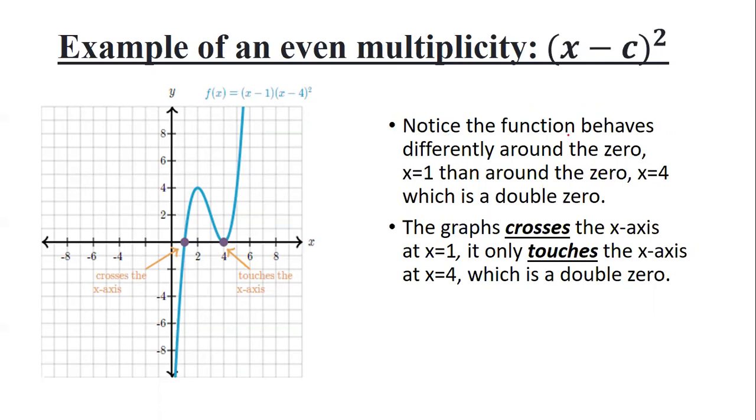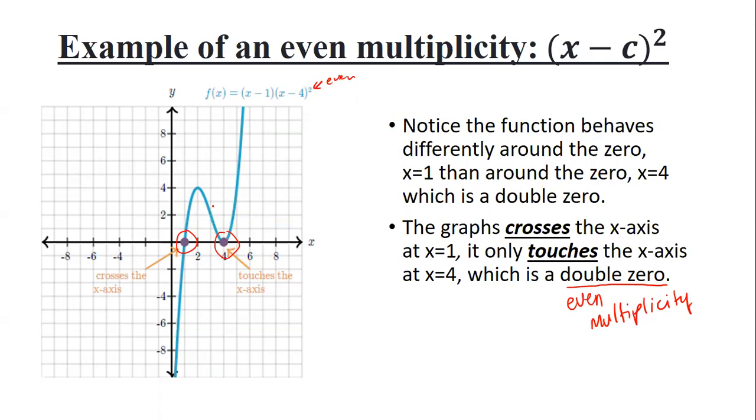Okay, so here it says, notice the function right here. We have f of x equals x minus 1 times x minus 4 squared. So this is an even, okay? If you look here at our zeros, it behaves differently around x equals 1 and x equals 4, okay? At x equals 4, you can see right here how it touches the x-axis. It doesn't cross the x-axis, it touches the x-axis. And that's because we have a double zero. We have an even multiplicity.